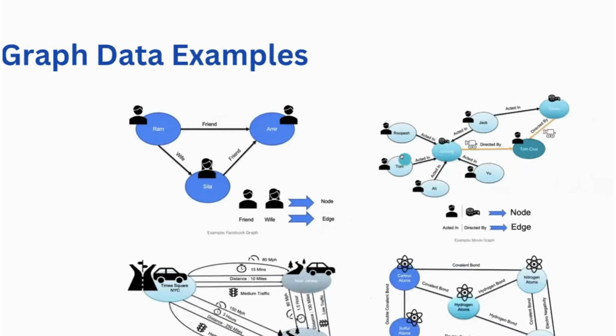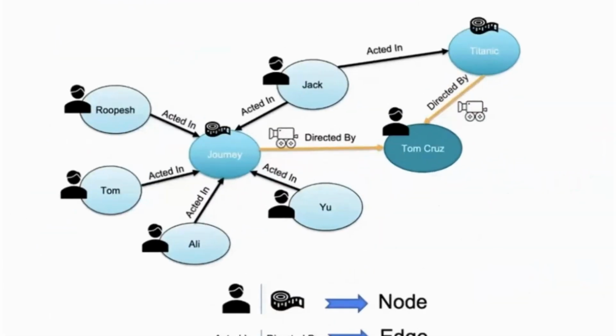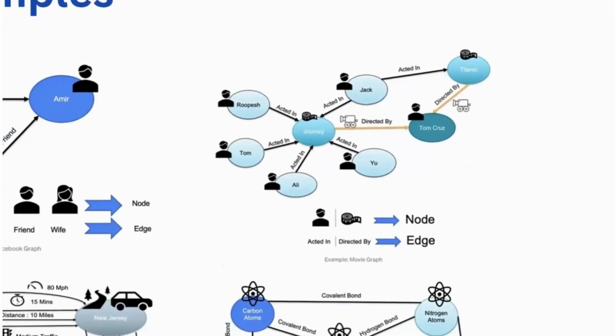We have a couple more examples, like a movie graph. Here each and every person is a node, and the movie name, which is an object or entity, is also a node. For example, Tom acted in the movie Journey. So Tom is a node and Journey is a node, and acted in is a relationship. Journey is directed by Tom Cruise. Here, directed is an edge, a relationship, and Tom Cruise, being a person, is obviously a node. Likewise, we can connect many real-world applications by creating nodes and edge relationships, and we can traverse in any direction if it is a directed graph.